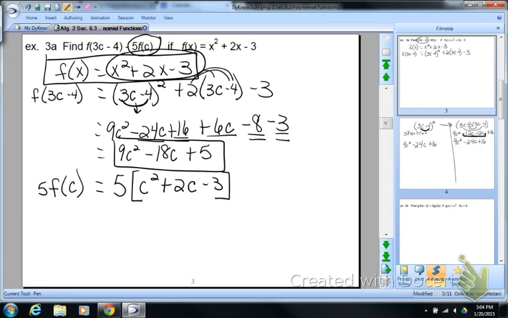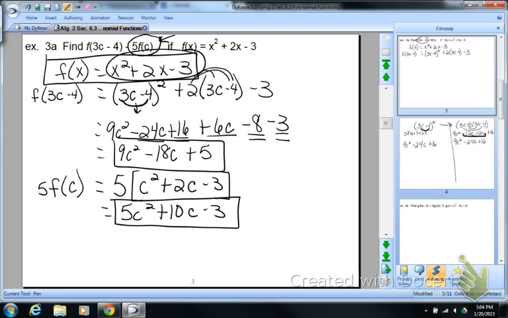Now, could I put parentheses instead of a bracket? That's fine. Bracket means the same thing as parentheses. So I'm going to now distribute the 5 out. So I get 5c squared plus 10c minus 3. So that is the function of 5 times the function of c. So that's this part right here.